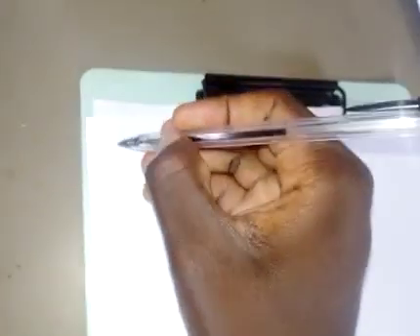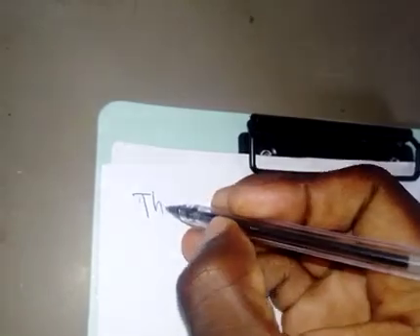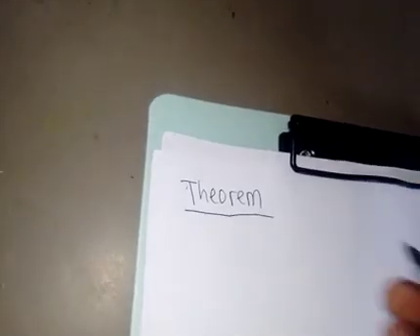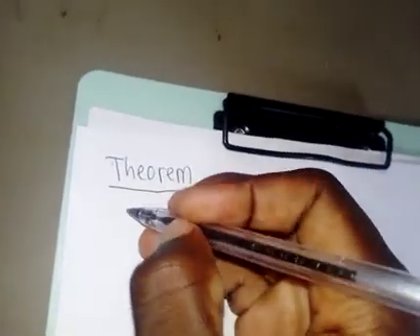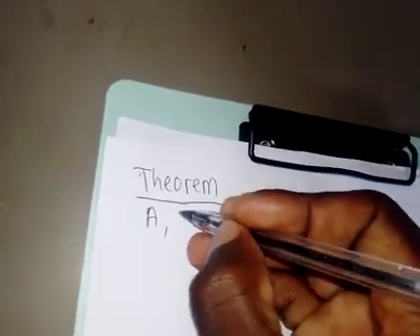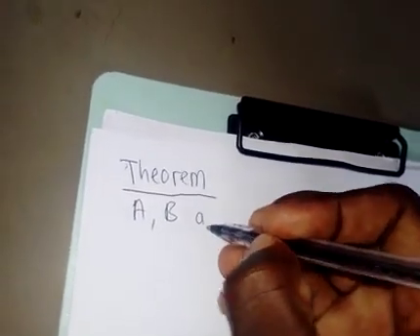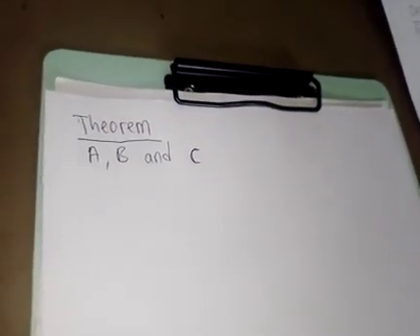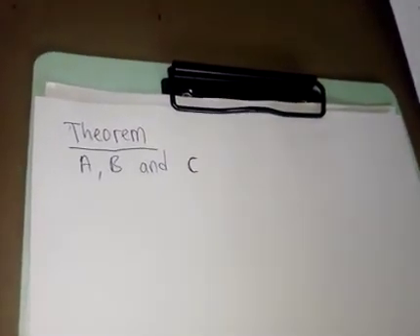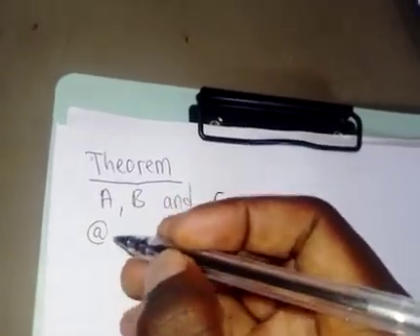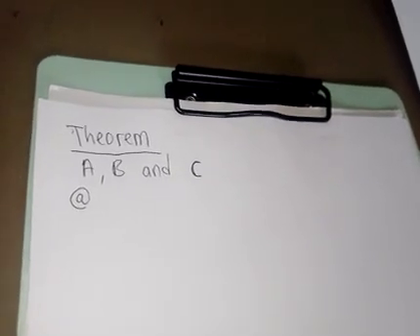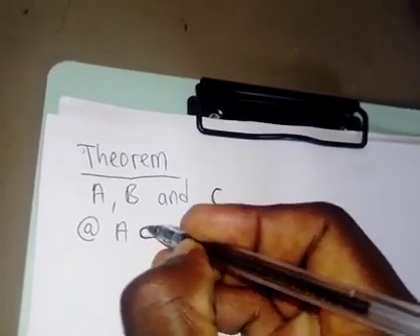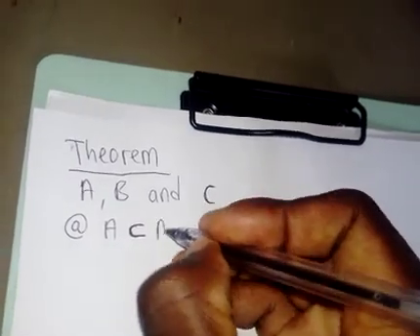So there's this theorem. Okay, let's say we have A, B, and C represent any sets. So let's say we have set A, set B, and set C. So the first thing you should know is that any set actually is a subset of the set itself. Any set, let's say set A, is a subset of the set A itself.